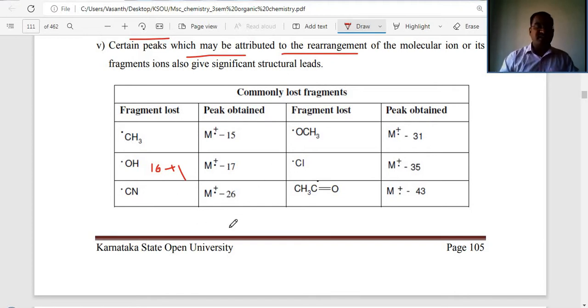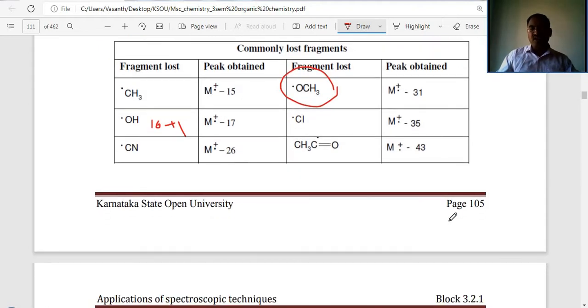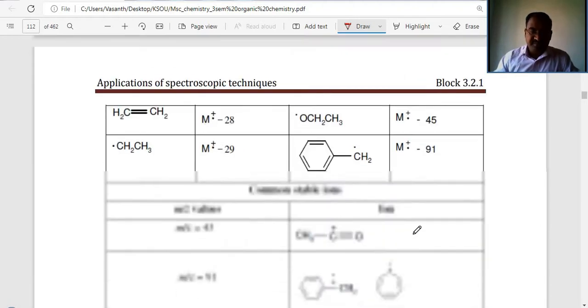Totally 26. The fragment loss of OCH3 molecules here is oxygen 16 plus carbon 12 plus hydrogen 3, totally 31. Chlorine is 35. CH3CO is 43. These are all the commonly lost fragments and peaks obtained here.